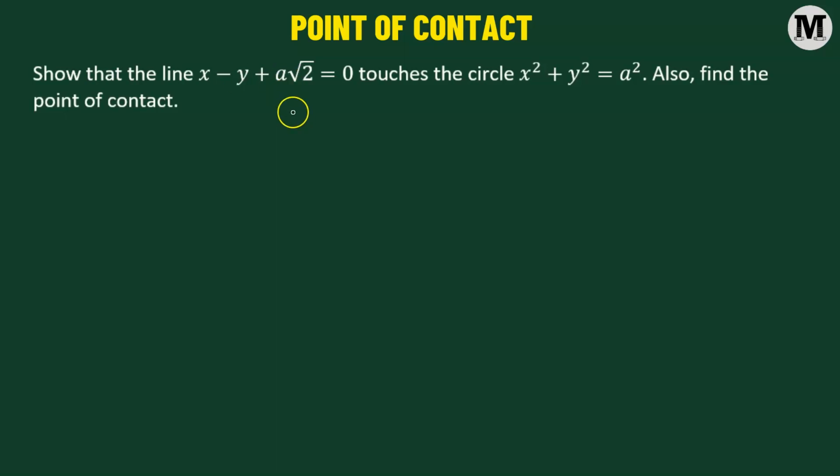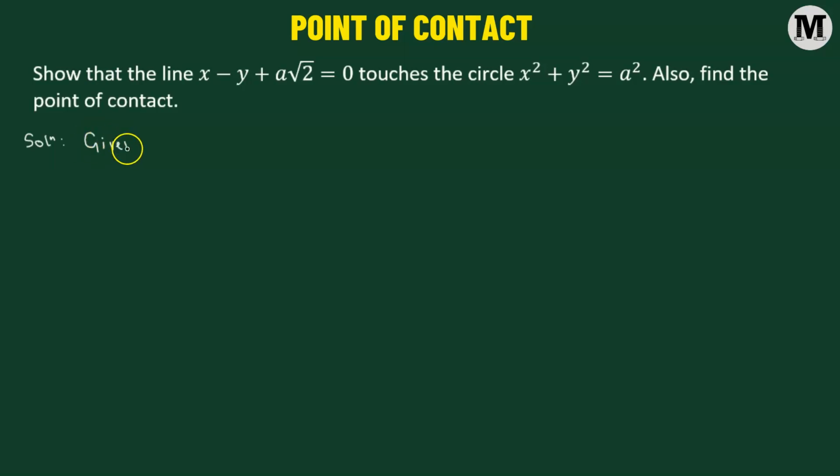Show that the line x minus y plus a times square root of 2 equals 0 touches the circle x squared plus y squared equals a squared. Also find the point of contact. Let's begin. So here we will start with the equation of the circle.